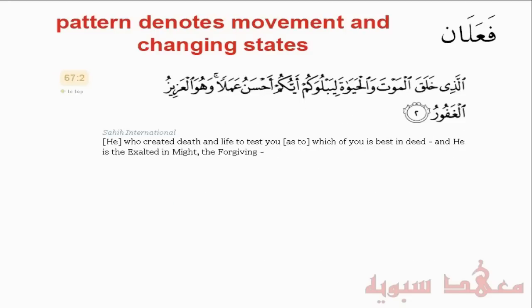Also, it says here, الذي خلق الموت والحياة ليبلوكم. So he who created death and life. So actually hayat, we'll come to know, is the opposite of maut, of death. So they're actually opposites of each other. So life and death. Now there's actually just one instance in the whole Quran where the other masdar is used on the wazn of fa'alan.